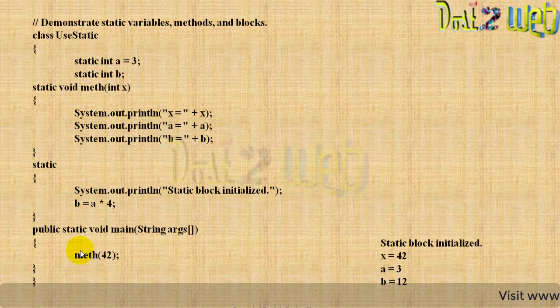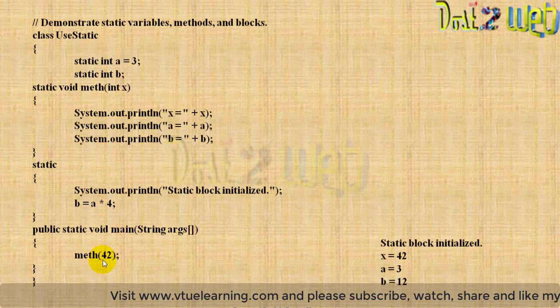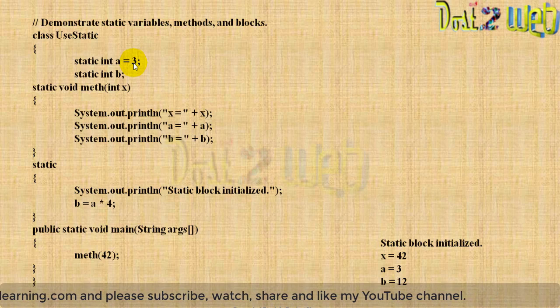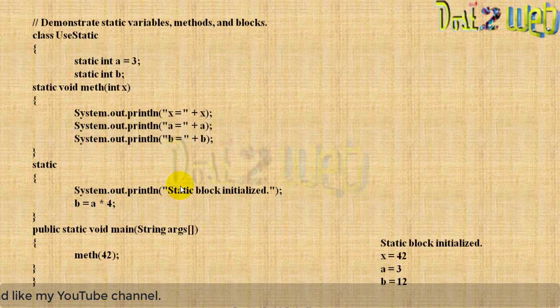How come? Here we have passed the argument 42, so it will call the method. What is the method? A static method, void meth int x. What is x equal to? 42, so the x value will be printed as 42. Next, the a value. The a value we are using is 3. What is the b value? The b value we are using here is a into 4, that is 3 into 4, so it will be taken from here. Let's execute and see what result we get. We should get the same result.